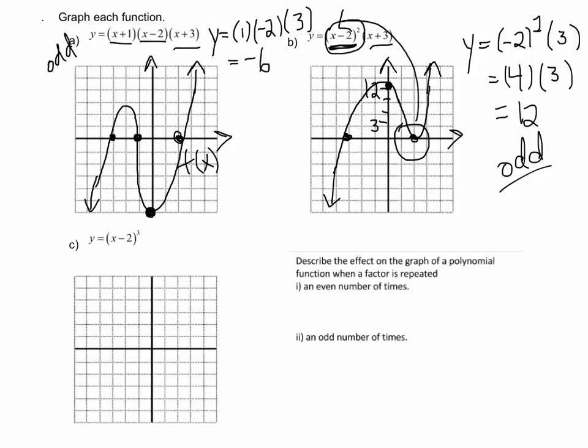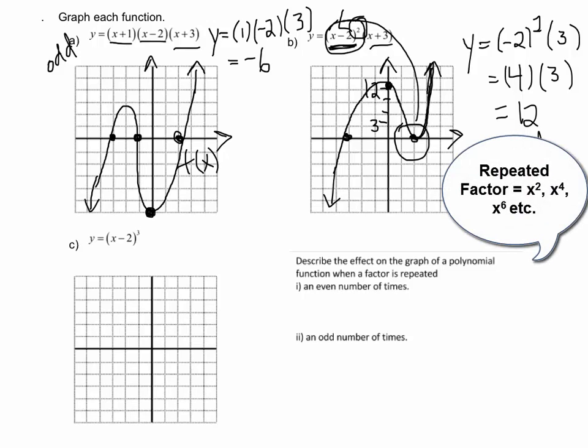Anytime you see a squared, what will happen with a function is it'll come down, it'll touch the x-axis, but it doesn't cross the x-axis. It actually goes right back up, kind of like a quadratic, because we have a square here. If the factor is repeated an even number of times, it touches the x-axis but doesn't cross.